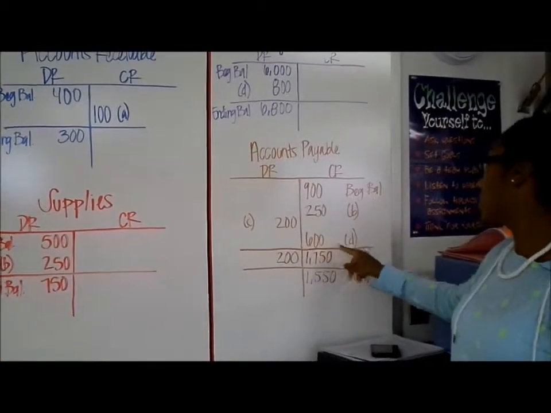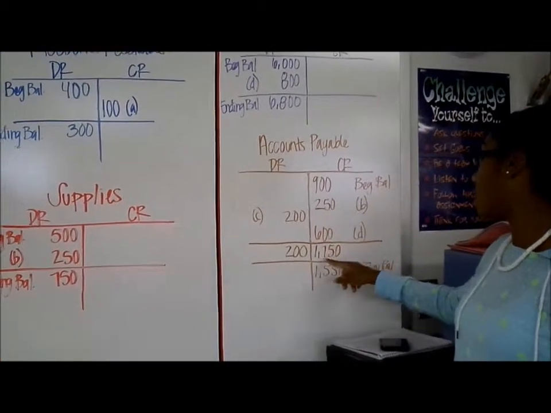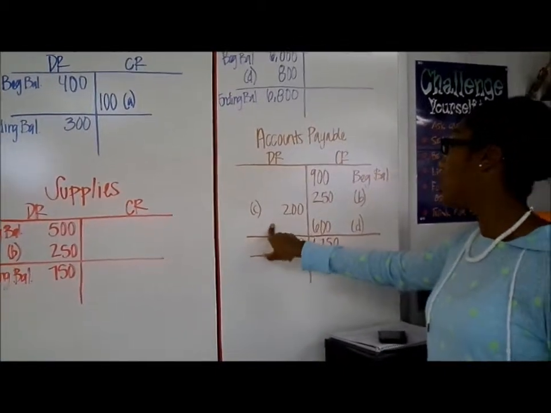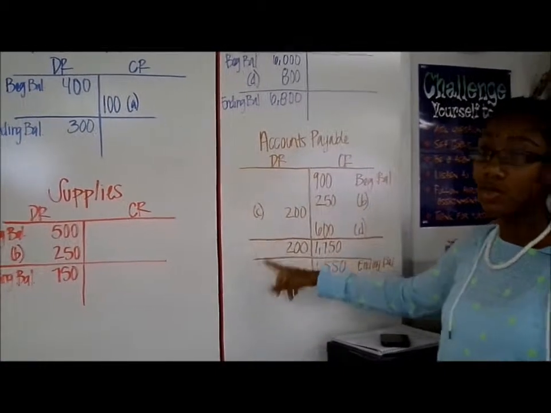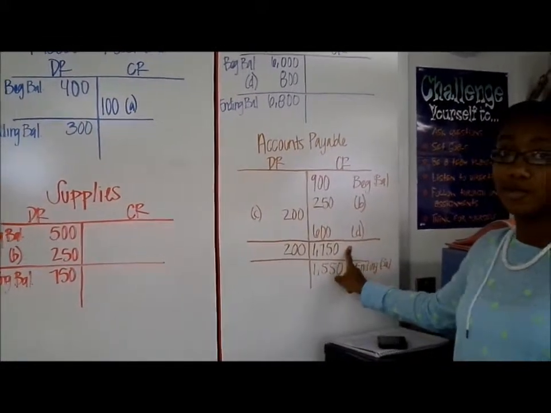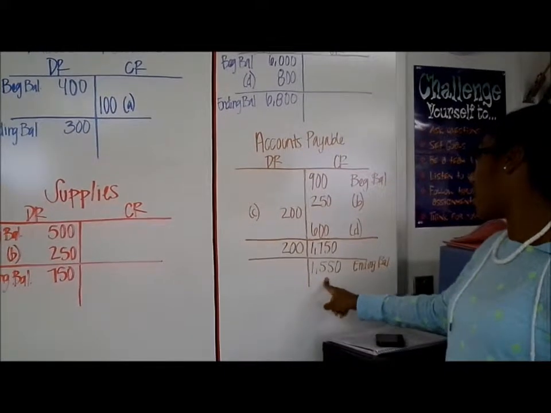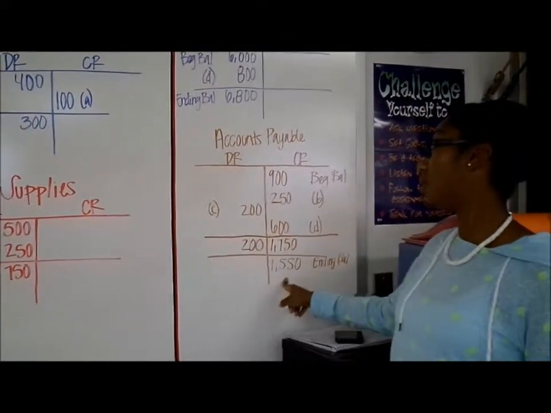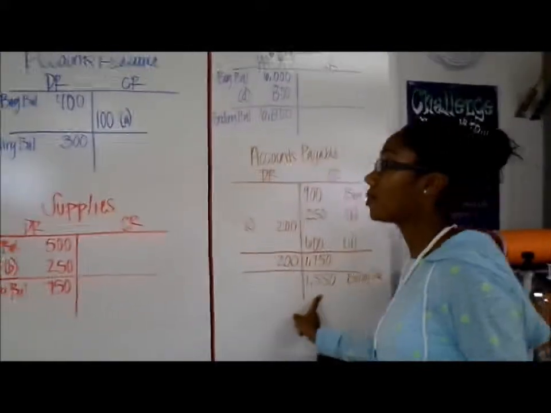Now for accounts payable, you have a beginning balance of $900, and then you would add the $250 and the $600 to give you a balance of $1,750 on the credit side of your T account, and then you have one transaction on the debit side, which was $200. So you would subtract $200 from $1,750, and you would get an ending balance of $1,550 on the credit side of the T account for accounts payable.